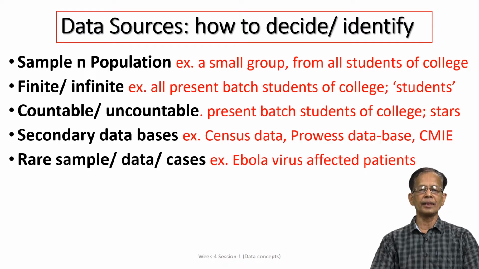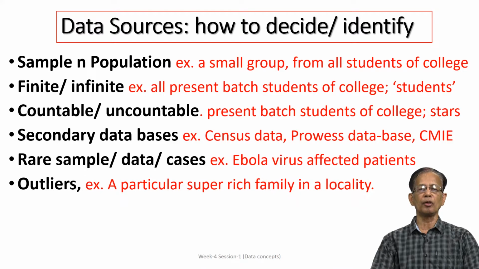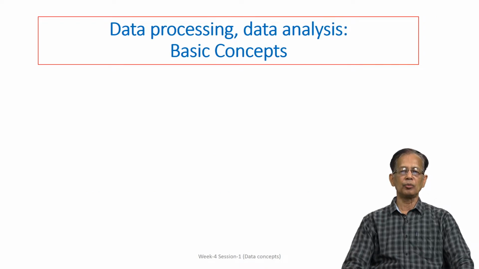Now, another interesting thing while collecting data, or the type of data, one should be very careful about the outliers. An outlier is something not in the normal range, either very, very low or very, very high, something called abnormal extremities. Those are called outliers. In a locality or a village, a super rich family could be one example of outliers.